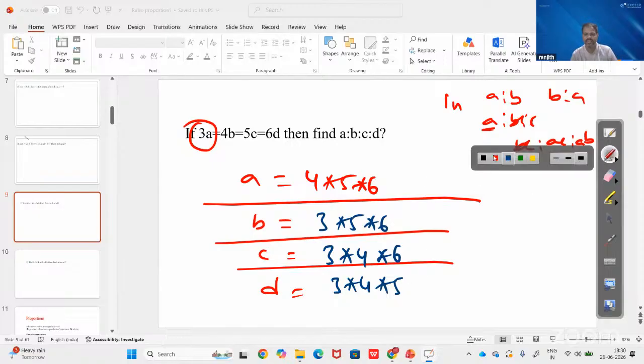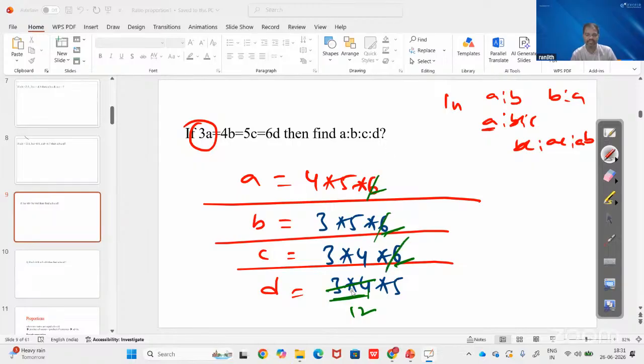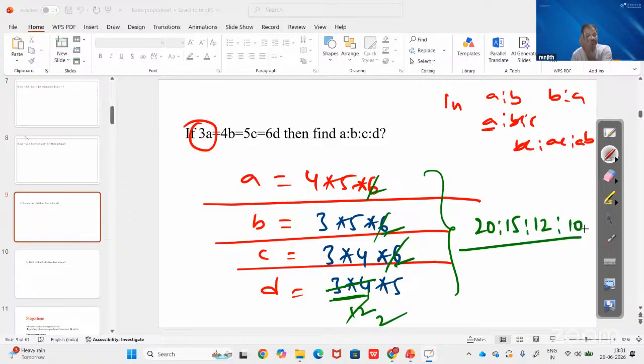Observe the cancellations: here 6 is there, here 6, here 6. 3 4s are 12, and 12 is a multiple of 6, so 6, 6, 6. So the final answer is 20 is to 15 is to 12 is to 10.